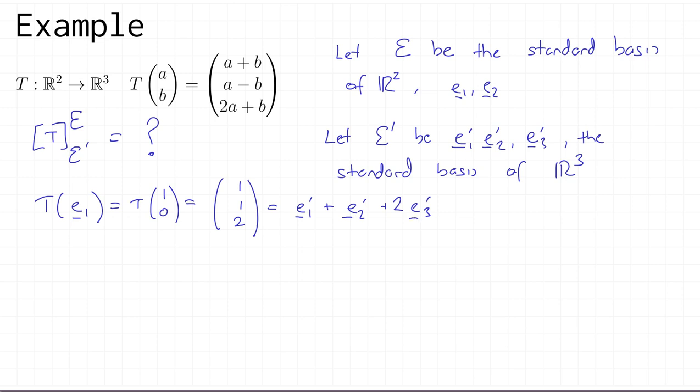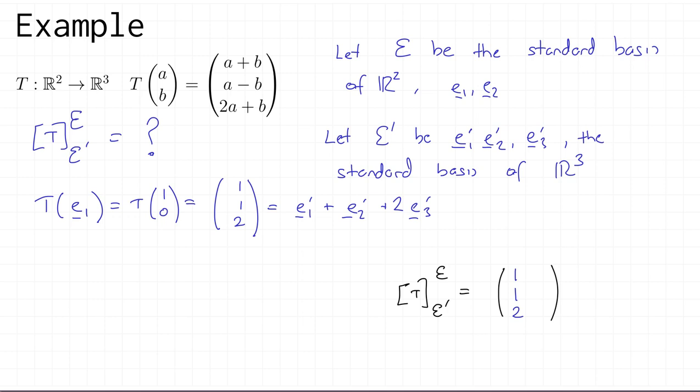So let's start filling in the matrix. This matrix, the matrix of T with respect to initial basis E and final basis E prime. What size is it going to be? Pause the video and answer that question. So this will be a 3 by 2 matrix, and we've just figured out the first column. The first column is (1, 1, 2), because those were the coefficients which we've just seen we needed to express T of E1 in terms of the final basis.